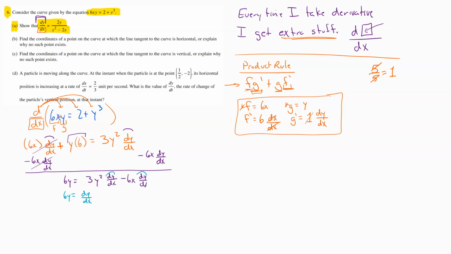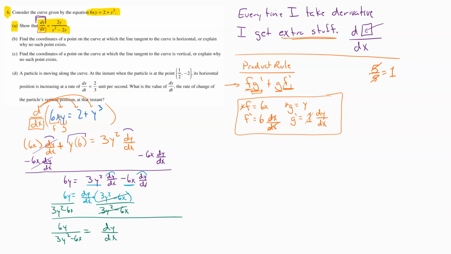And that's going to leave me with 3y squared from the first piece and a minus 6x from the second piece. Now you can see that I have two things being multiplied, so to get that dy dx by itself, I'm just going to divide both sides by 3y squared minus 6x, divide by 3y squared minus 6x. And out of there, I will get 6y over 3y squared minus 6x equals, those cancel out, and I get dy dx all by itself.